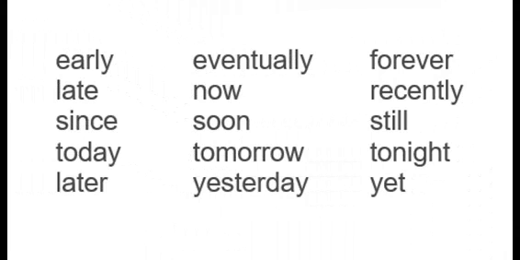The third type of adverb is adverb of time. As the name implies, it tells us when something happens. It can refer to a specific time or a more general time period. When we use words like early, eventually, forever, late, now, recently, since, soon, still, today, tomorrow, tonight, later, yesterday, yet, we are referring to adverb of time.